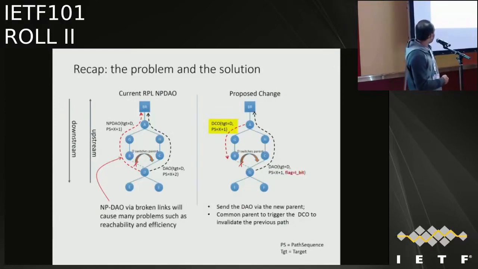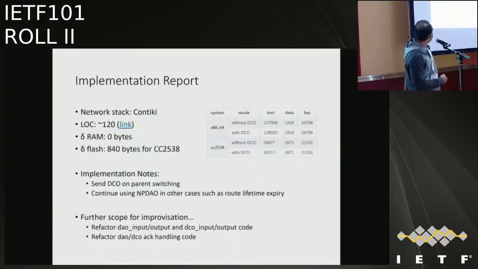Okay, so the implementation report, this is the statistics we have. We use DCO only in the context when parent switching happens, but there are other cases where NP-DAOs are sent, for example, the route lifetime expiry, and we haven't really changed the behavior of that because it still makes sense to use NP-DAO in that particular context. So essentially, in the example implementation that we have, DCO and NP-DAO are operating at the same time in the same network.